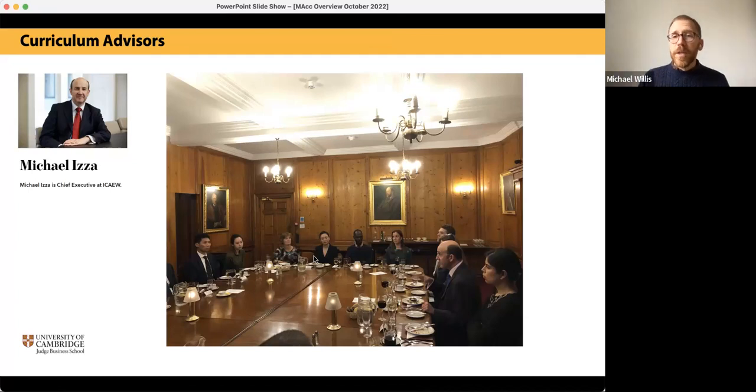This is a picture of a college dinner where Michael Willis sat down with our students in Christ's College over dinner, and we had a really frank discussion about what's going on in the UK audit space and accounting space. Lots of change coming with audit regulation, the new financial regulation and sustainability disclosures.